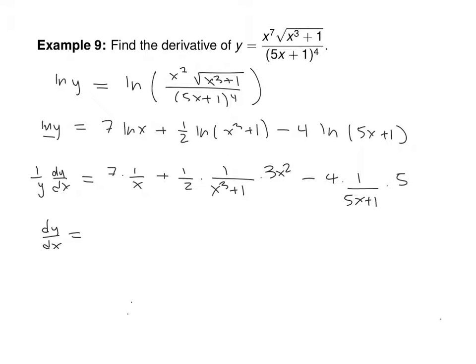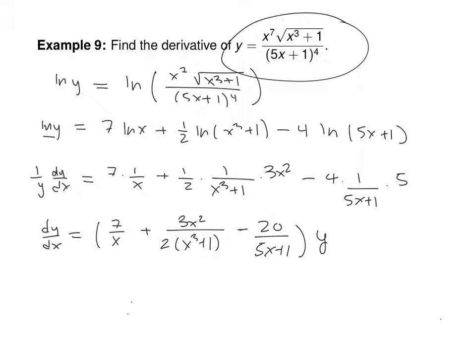Okay, now does it make sense that I can move the y from the left side to the right side by multiplying by it? So this is going to be 7 over x plus 3x squared over 2 times x cubed plus 1 minus 20 over 5x plus 1, times y. And with implicit differentiation, we didn't know what the y was equal to, but in this case we do. So the last thing, as we know, y is equal to this thing, right? So the last thing you have to do in this kind of problem is plug in what y is.